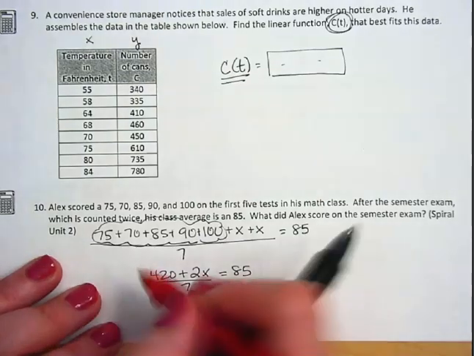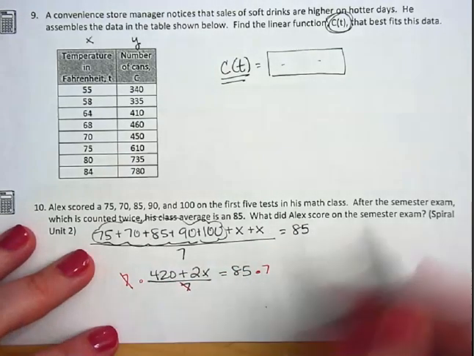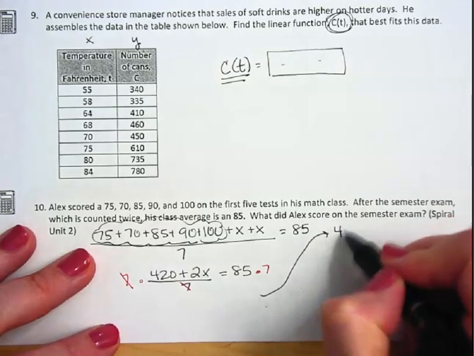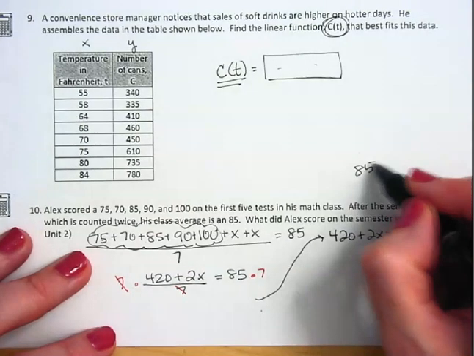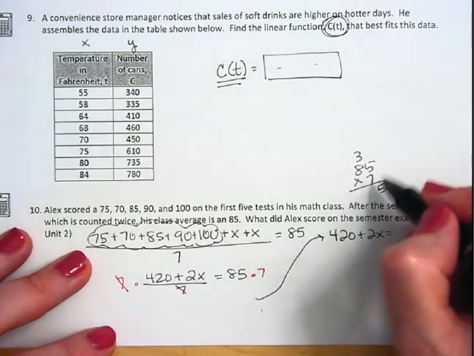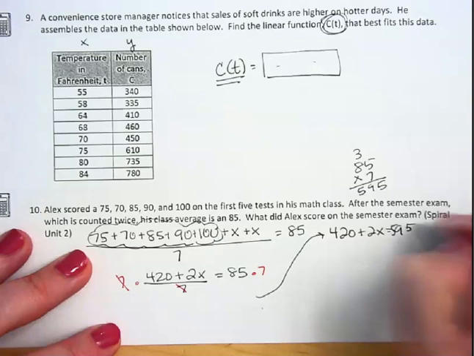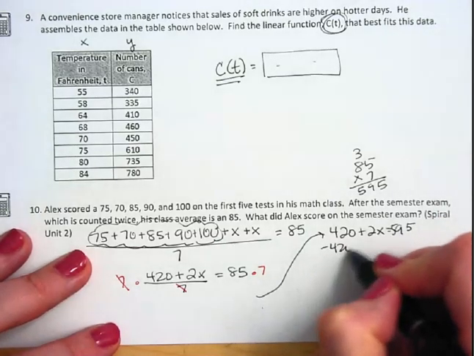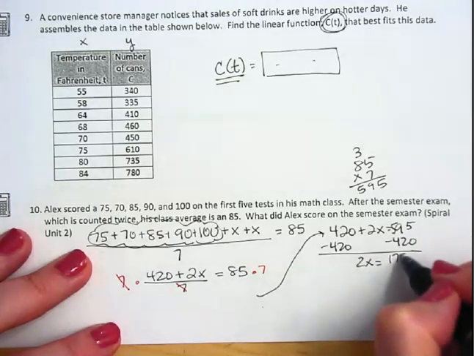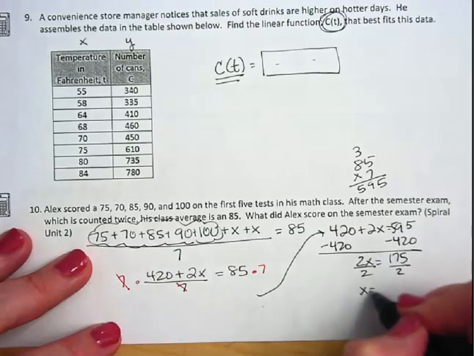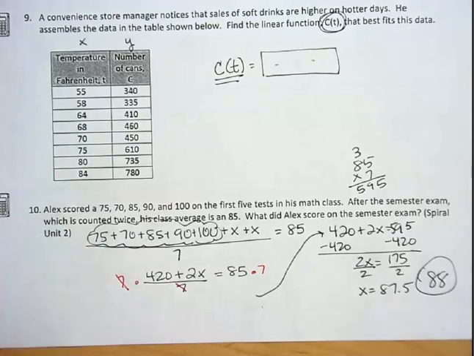From here, I'm going to multiply both sides by 7. They cancel on the left, leaving me 420 plus 2x equals 85 times 7. That's 595. Minus the 420 to both sides. 2x equals 175, divided by 2. X equals 87.5. We'll just round up to 88. There we go.